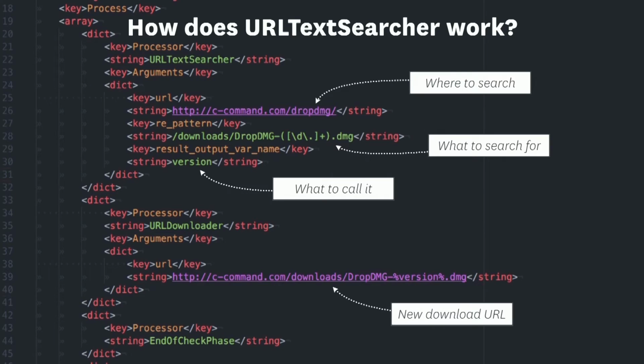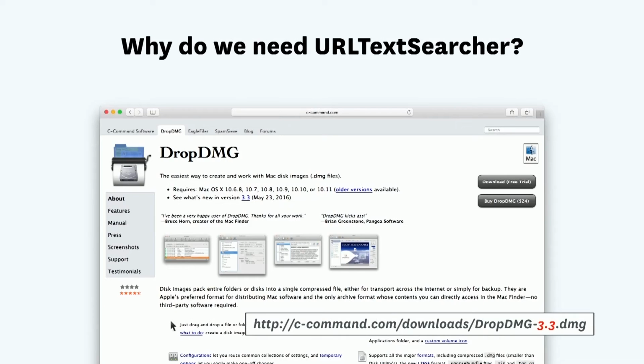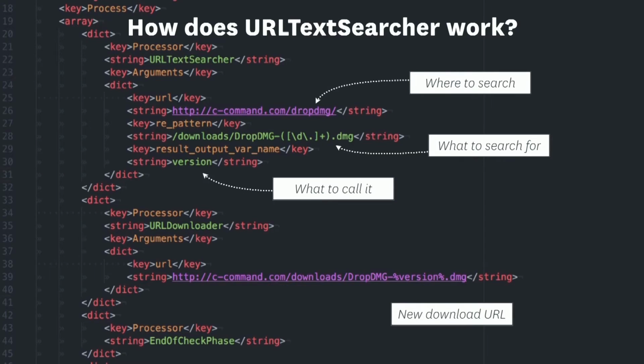The input to this processor is you have to give it a page to search. And in this case, it's that ccommand.com dropdmg. If we go back to the web page, there's the download URL, but we can't feed that in. We need just this page. It's Safari, so it's hidden the full path there. But we just want this page as input to our URL text searcher.